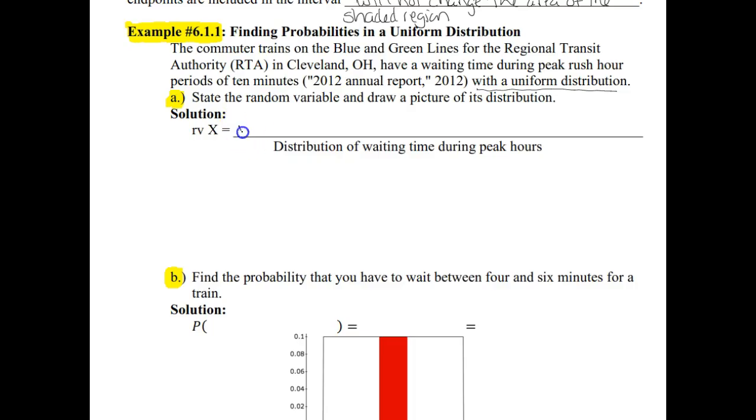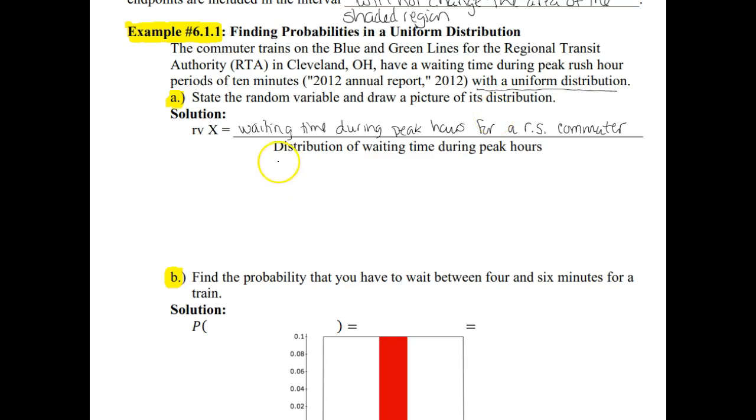So our random variable here is the waiting time during peak hours for a randomly selected commuter. Now we could also be more specific there and put on a blue and green line in Cleveland, Ohio, but again, this is good enough. And then it asks us to draw a picture of its probability distribution.